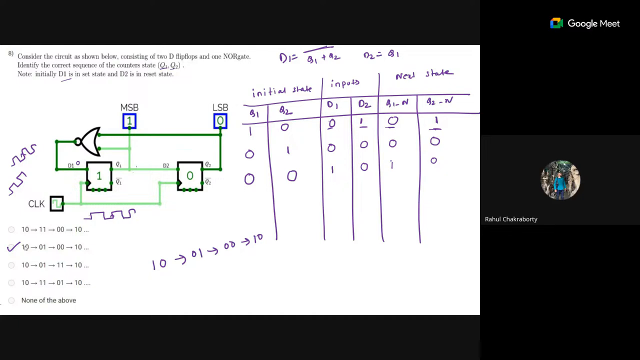It's quite straightforward then. It's kind of a question to understand the flip flop and how it triggers. Only 4 people got this question. I mean, in CSD there are many students, I think 50 or 60. Then go to the next. Yeah, let's do the next one.